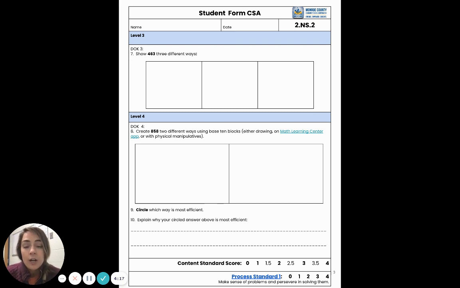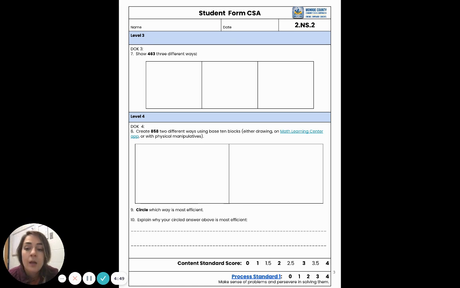Okay, next page. This is where you are going to draw or write the different forms for a number. So up here where it says 7, it says show 463 3 different ways. So we've talked about 4 ways: standard, expanded, word, and model form. Okay, so you are writing this number, 463, in one of those 4 ways, or 3 of those 4 ways. Choose any 3 that you want. So maybe you do standard and expanded and word. Maybe you do expanded and word and model.